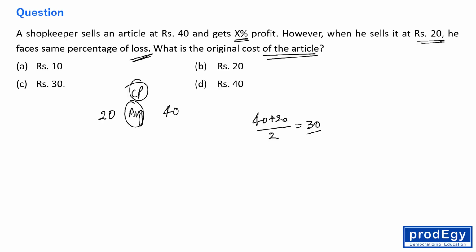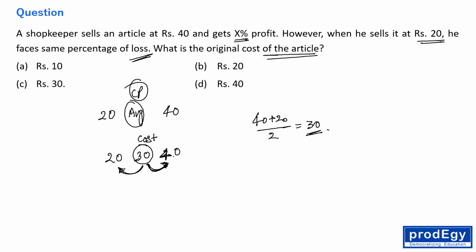30, right? So this is 30 and this is 40. Why am I saying it is the average? Because it is equidistant from both the numbers. 30 is the cost of the article. So this number is equidistant. 30 is equidistant from 40 and 20.